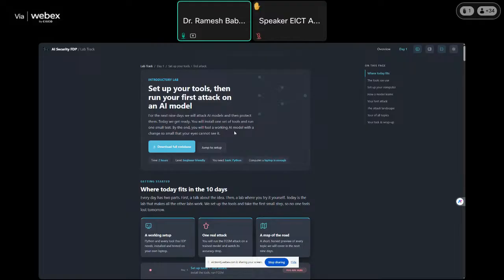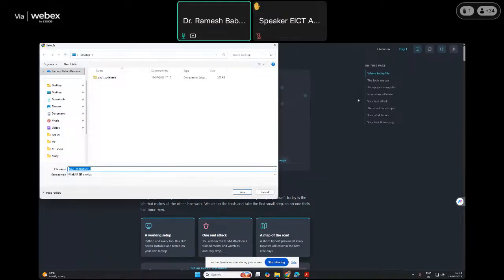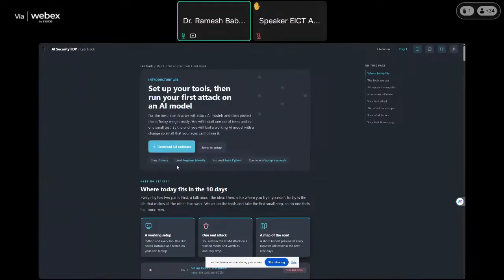So let's begin. Here you will be able to see the download button. From here you can download the entire files for this lab. When you download, it will be a zip file which you can open. It will have all the contents. I already have that downloaded in my system.